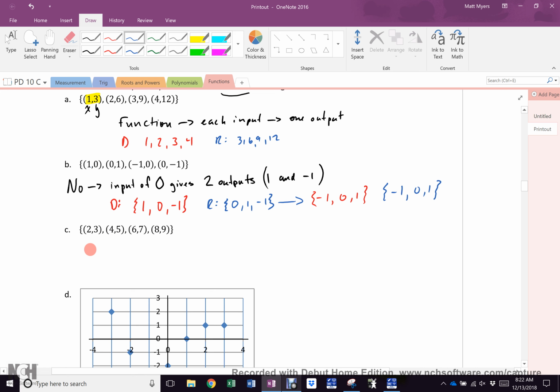Okay, what about C? Yes or no? Yes. Why? Input equals 1 output, again. And now, properly, what's the domain? 2, 4, 6, 8. Who do we appreciate? Math, math, rah, rah, rah. What's the range? 3, 5, 7, 9. Yeah? Is everybody good when we list them?